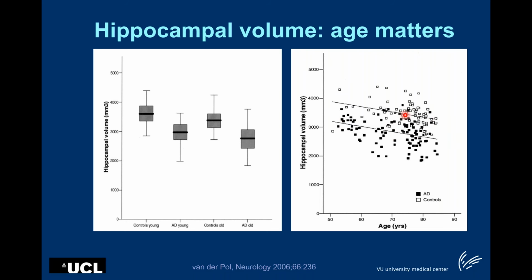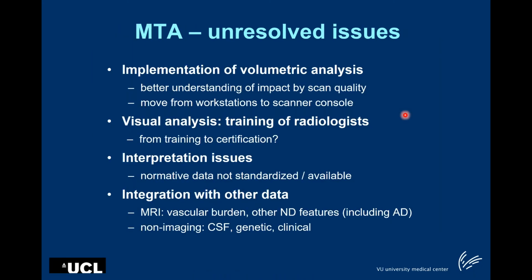And depending on the exact protocol that you use and the exact segmentation software package that you use, you get slightly different values. So it's not that easy to use reference values from the literature, so you have to build up a local reference population to be able to interpret this well. So it's not that simple. Normative data are the biggest problem, I think.